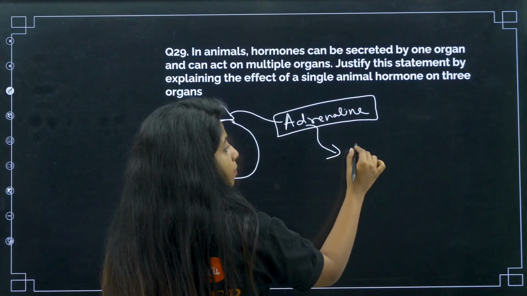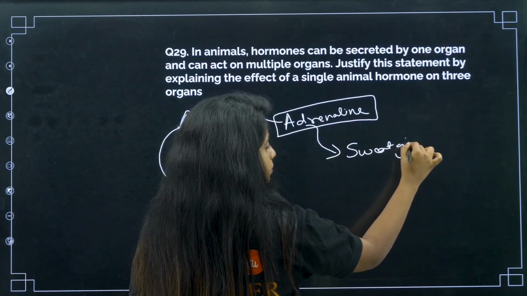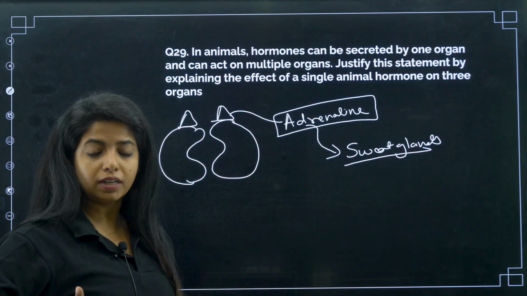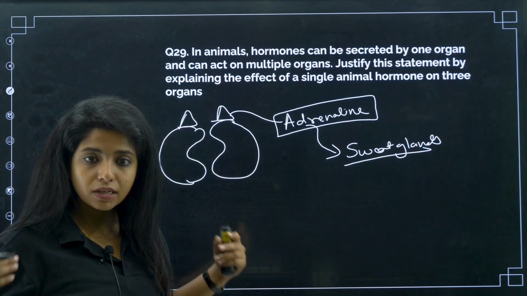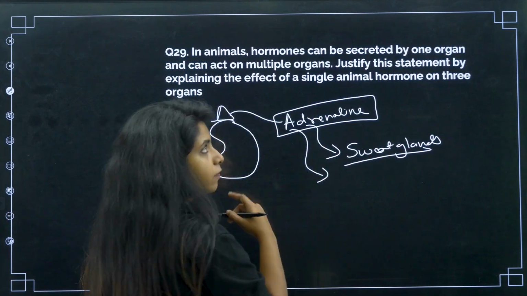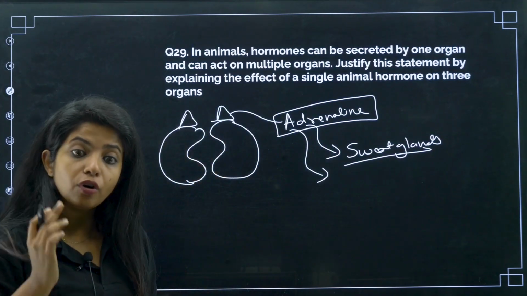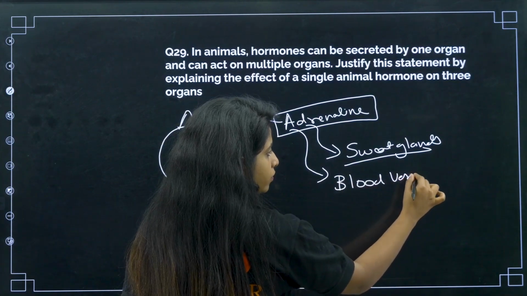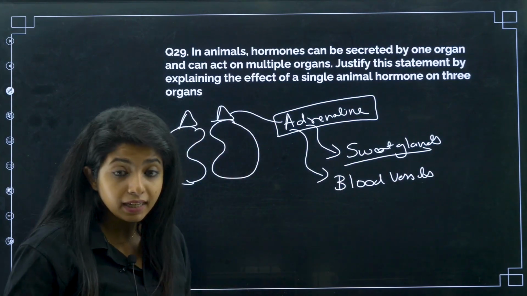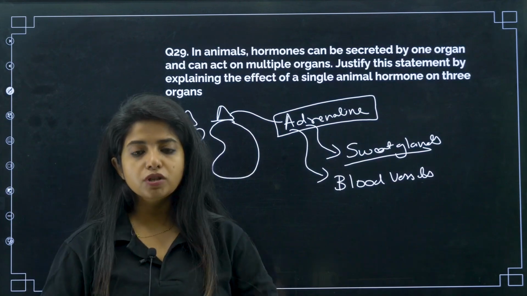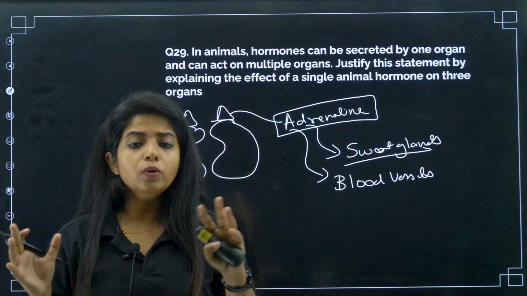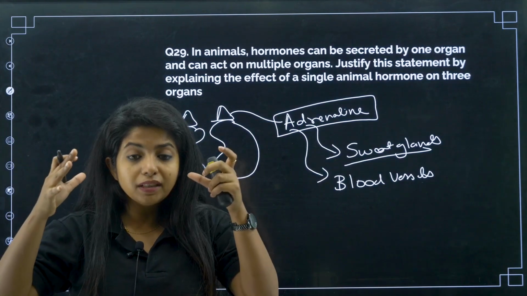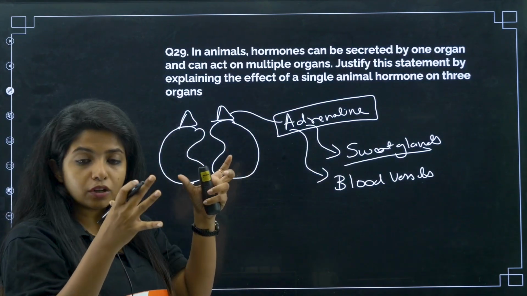For example, if you talk about sweat glands, it will act on the sweat glands and release more and more sweat so that your body cools down, externally at least. Next thing, what do you have? Adrenaline will be acting on your blood vessels. For example, for running, I need blood supply to my muscles, but suppose there are blood vessels going to my stomach. I don't want too much blood supply there, but I want to redirect it. So what do I do? I make the blood vessels going to the stomach constricted.